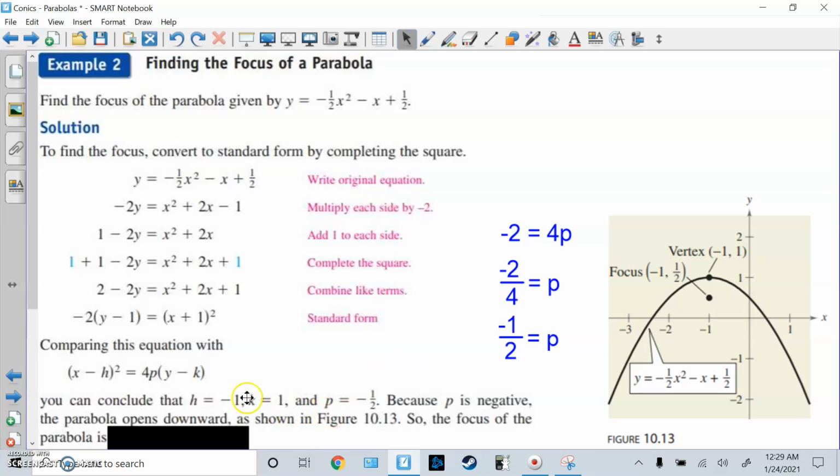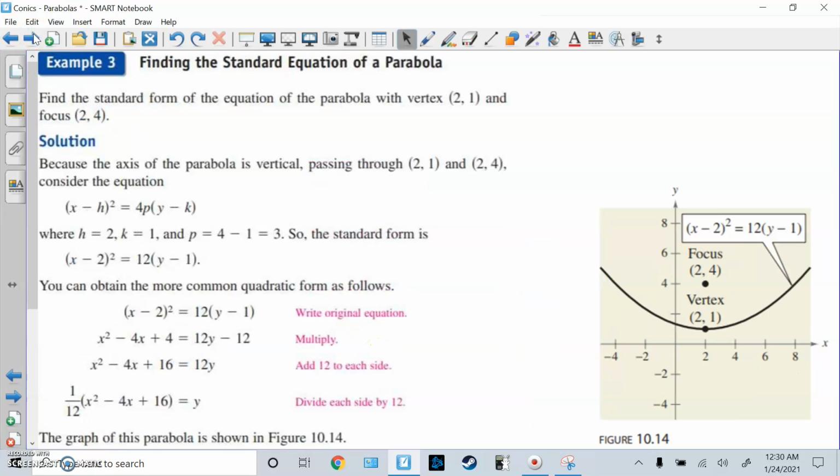Because p is negative, the parabola opens down, as shown in this figure, this picture to the right. So the focus of the parabola is going to be this vertex going down 1/2 to the focus. So they did x stays the same, or h stays the same. Then it was k plus p because p was negative. So a positive 1 plus negative 1/2 gives you 1/2.